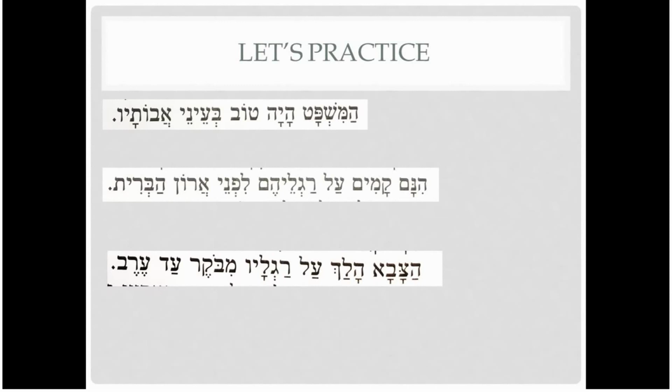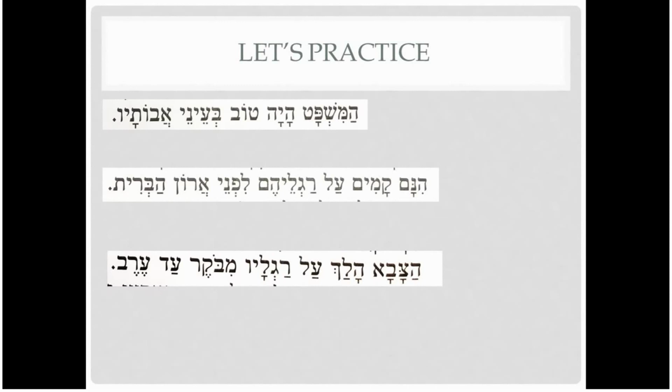Well, we could begin with the hamishpat. That is, you may remember the word for judgment, and it has the definite article on it. Haya is the third masculine singular form of the verb haya, referring to being. And tov is the adjective for good. Be'enei, do you recognize be'enei? Well, you may want to remove that preposition from the front, and you have eyes of. So this is the construct form of the word for eyes, be'enei avotav.